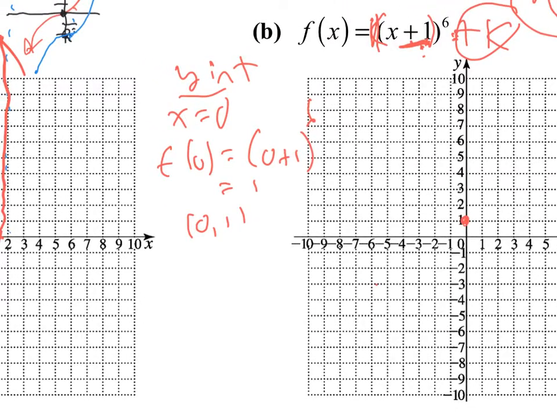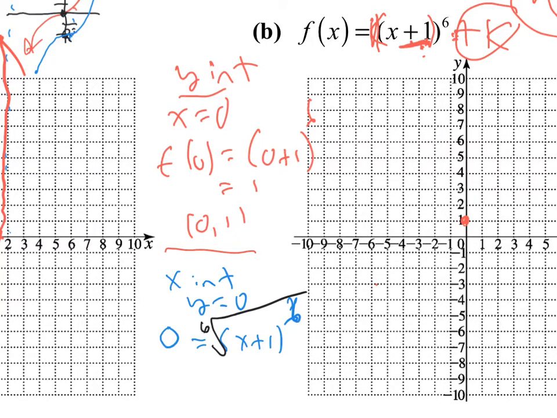And let me find my x-intercept. X-intercept occurs when the y value is 0. So I say let 0 equal to x plus 1 to the 6th power. To get rid of the 6th power, I 6th root it. 6th root both sides. That cancels out the power, x plus 1. And the 6th root of 0 is 0, because 0 times 0 times 0 times 0 times 0 times 0 is still 0. So I solve that for x. X is a negative 1. Do you see that?